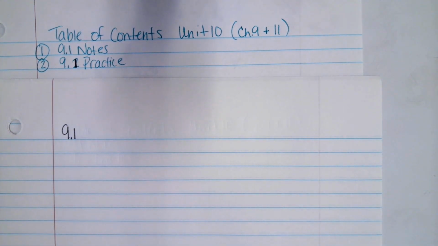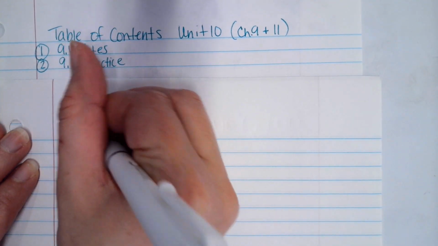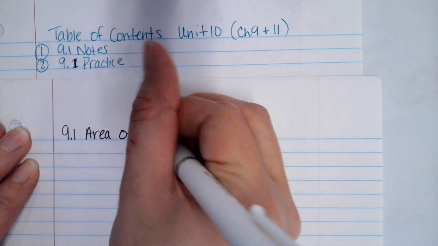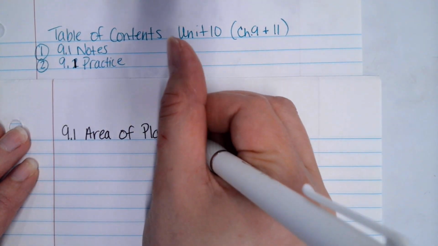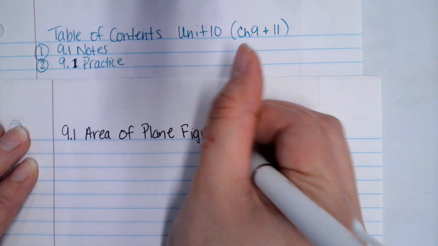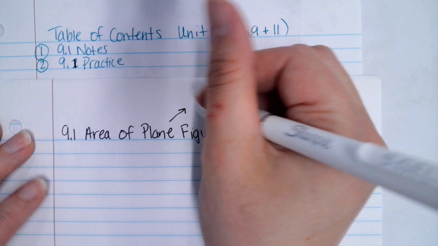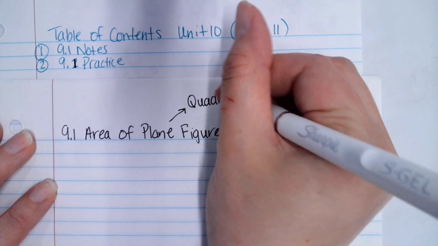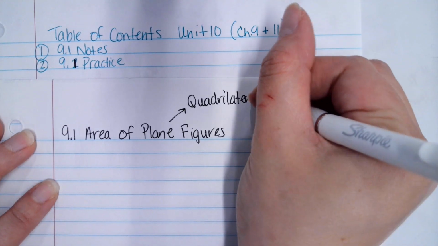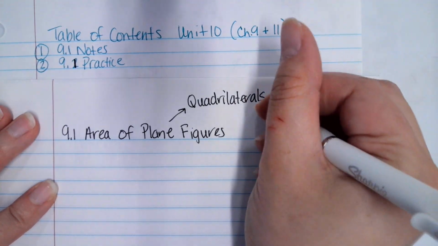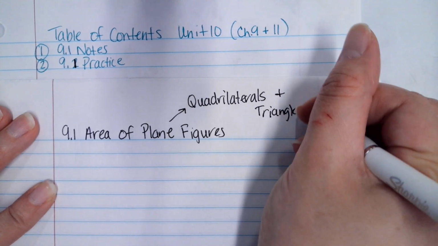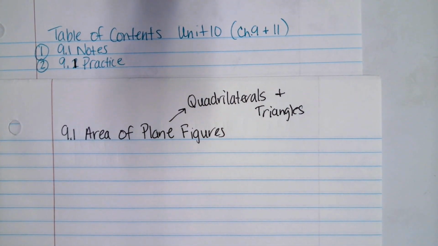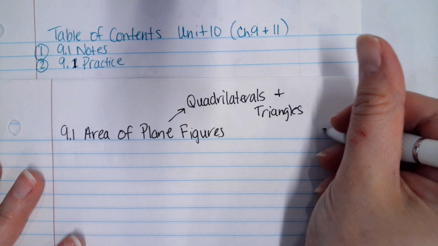I just noticed it. Okay, so 9.1 is area of plane figures, which is really just a fancy way of saying anything that's flat. And we're going to focus on quadrilaterals, special ones, and triangles. Not so special triangles. So when I say quadrilaterals, I'm talking about parallelograms, trapezoids, and kites and rhombuses. So I'm talking about those ones first. We're going to start with the most basic of them.